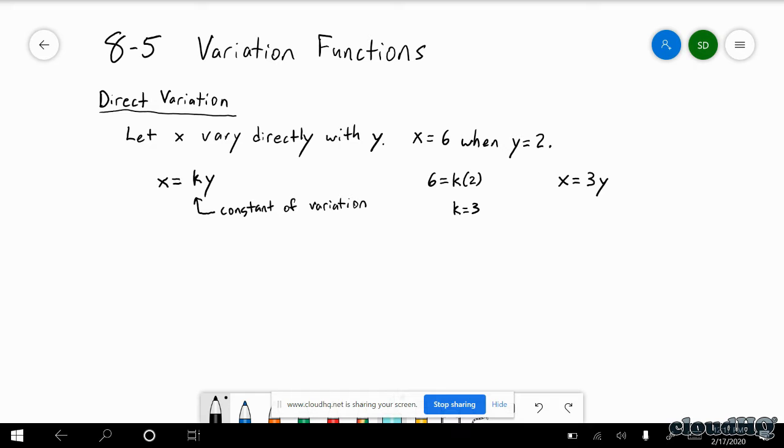And so now, let's go ahead and find X when Y equals 12. So we're doing a prediction type of situation here. So if Y is 12, what will X be? Well, you could just plug it in. 3 times 12. So we get an answer of 36.